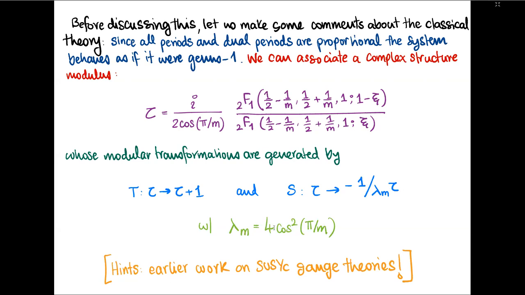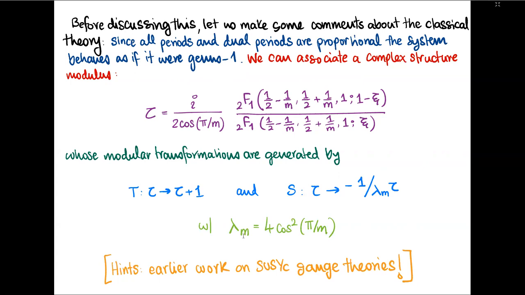It was sort of fortuitous that we would stumble upon this problem, because a very similar kind of expression appeared in some work that I did during my PhD on supersymmetric gauge theories. So what's happening in this slide is that for arbitrary finite m, all the periods and dual periods are proportional to each other, which means there is effectively just one independent complex structure modulus, one tau. That tau is given by this expression over here. The modular transformations for this object are generated by the letters S and T, where T is the usual tau goes to tau plus one, but S is different. Over here, S sends tau to minus one over lambda m times tau.